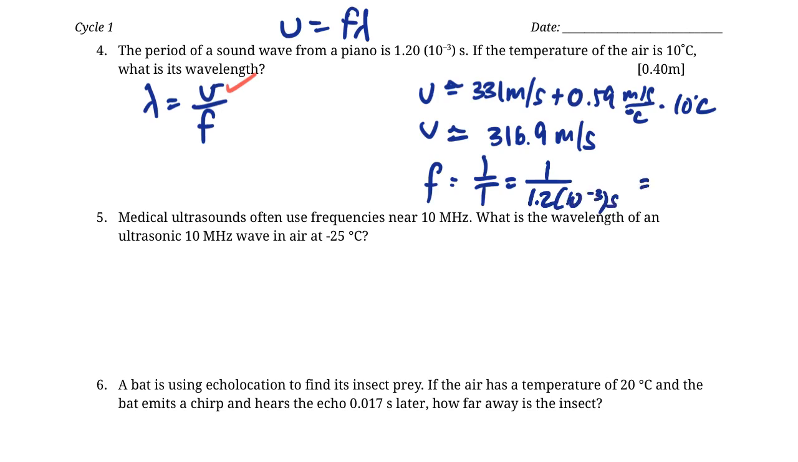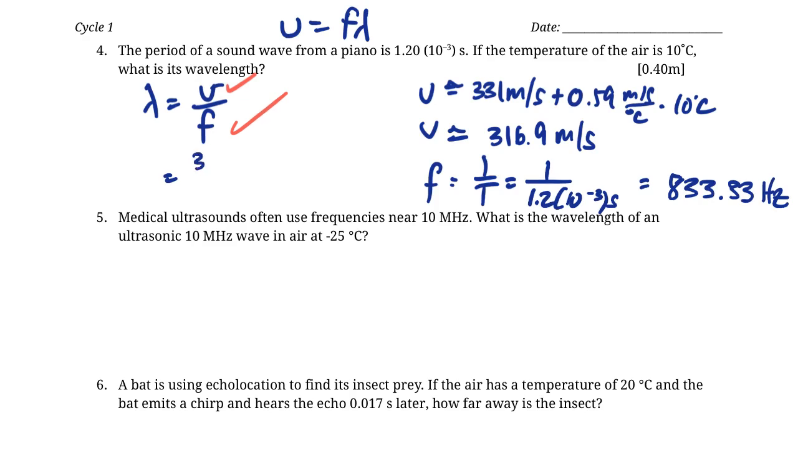If we do that on a calculator, you just literally do 1 divided by 1.2 times 10 to the negative 3, and you get a frequency of 833.33 hertz, basically. Okay, so there's our frequency. Now we know that as well, so we can plug those into our calculation and solve.